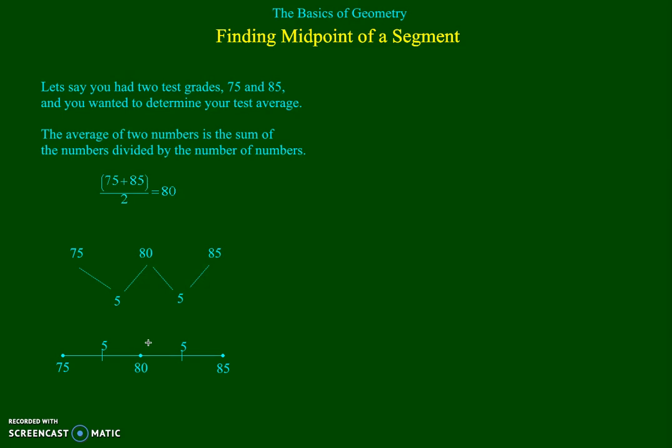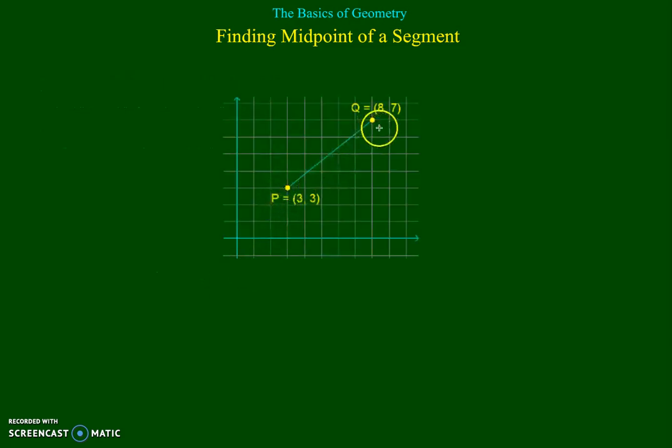So now let's go back to our original problem and see how that helps us. Again, here we have this segment, 3, 3, and 8, 7. We know how to find the midpoint of a segment on a number line, but how is that going to help us here? Well, if you think about it, we actually have two number lines. We're going to have a horizontal one, the distance from here to here, and a vertical one, the distance from here to here. So let's go ahead and draw in two segments here.